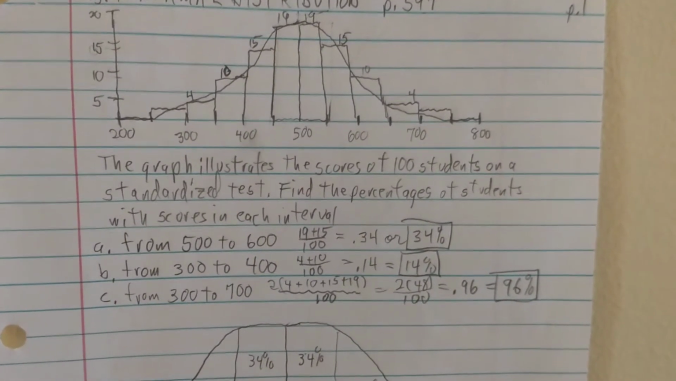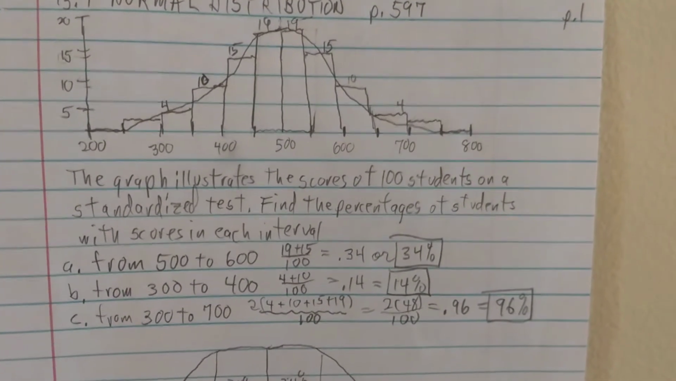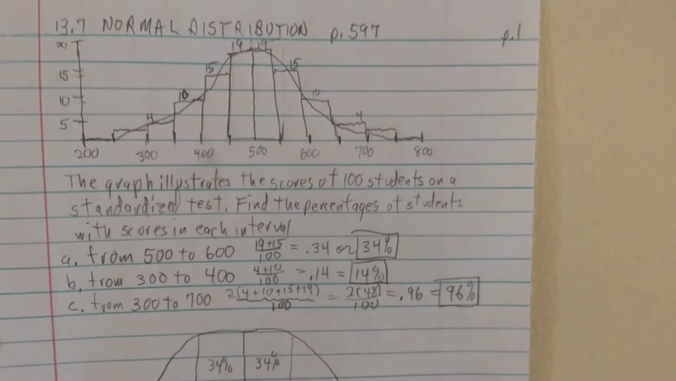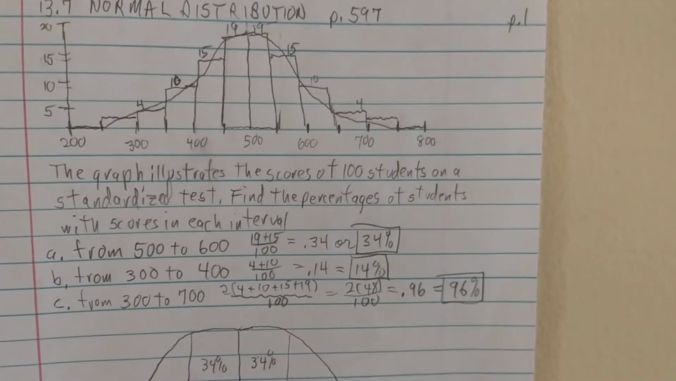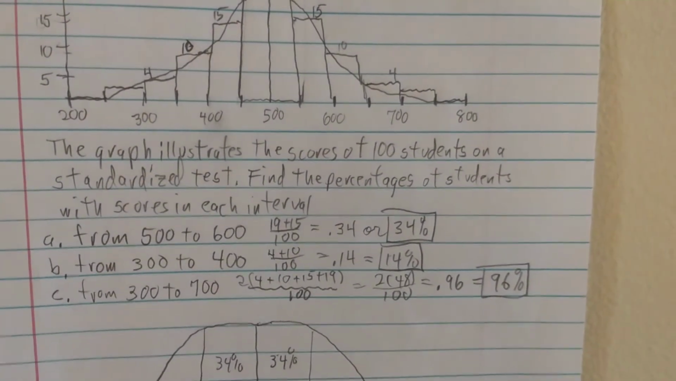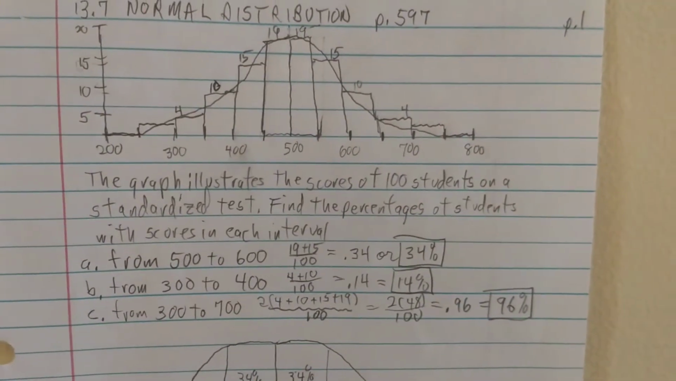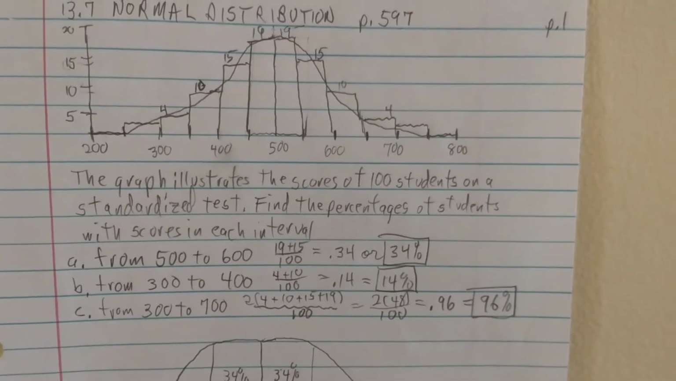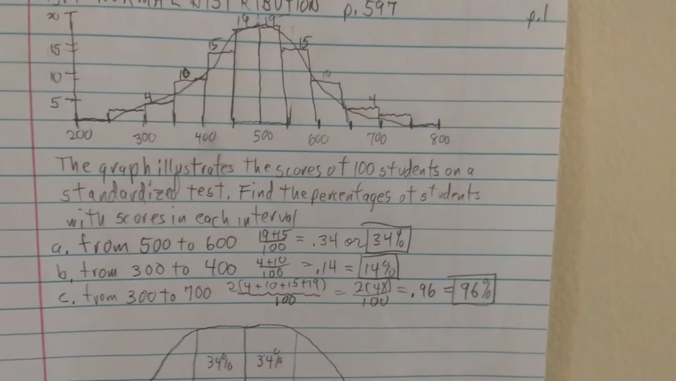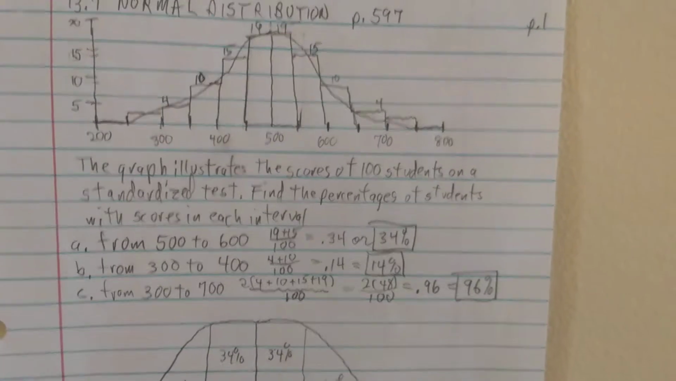From 500 to 600, that would give us the right rectangle of 19 plus the triangle of 15. So that would be 34 over the total 100, or 0.34, which is 34%. From 300 to 400, you'll notice we have the rectangle that's 4 high, plus the rectangle that's 10 high. So that's 14 over 100, 0.14, or 14%.